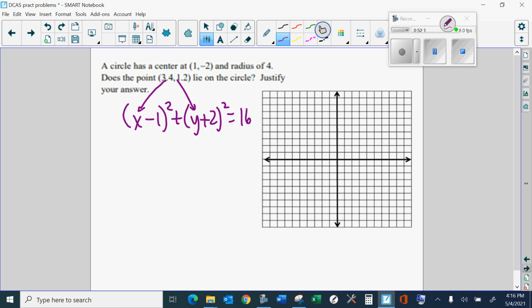So I have 3.4 minus 1 is 2.4 squared plus (negative 2 plus 2). I'm sorry, 1.2 is what I'm plugging in. 1.2 plus 2 is 3.2 squared equals 16. Well, 2.4 is 24 times 24, which is 576. So it's 5.76. 3.2, or 32 times 32. Let's see, it's 4, 6, 24, 10, 1024.